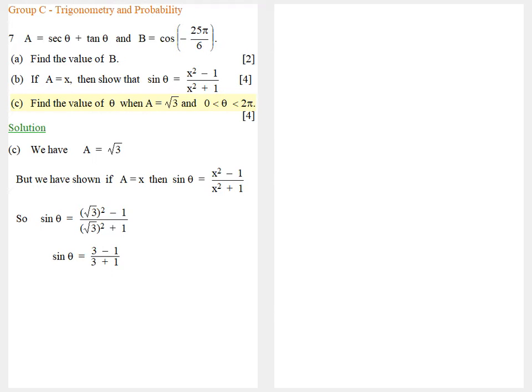Now that gives us sine theta is equal to 3 minus 1 all over 3 plus 1, which is equal to 2 over 4. So sine theta is a half, which means theta is equal to pi by 6, or theta is equal to 5 pi by 6. If we put that in degrees, theta is equal to 30 degrees, or theta is equal to 150 degrees.